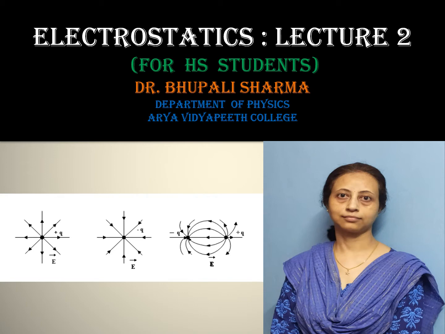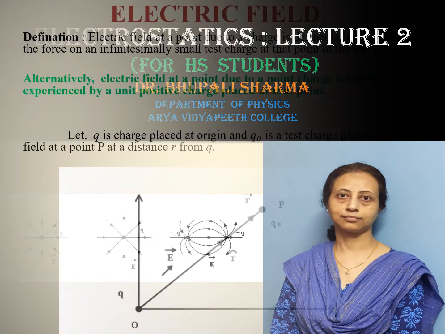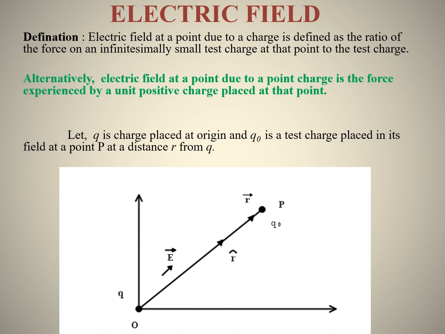In today's class on electrostatics, we will know what is electric field, what is electric potential, what are electric lines of force, and what is the relationship between electric field and electric potential. In our previous class on electrostatics, we obtained the expression for electrostatic force acting between 2 point charges Q1 and Q2. And next we come to the idea of electric field.